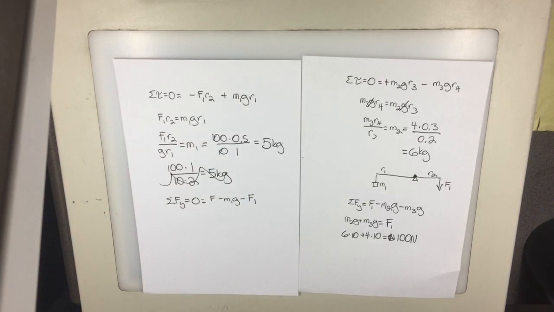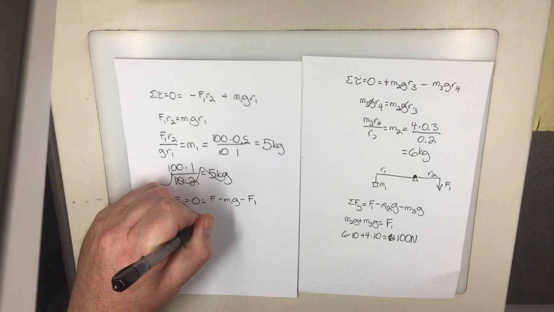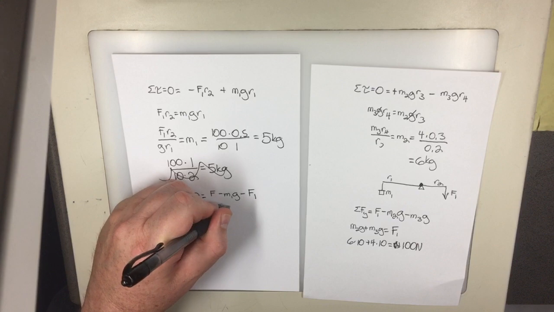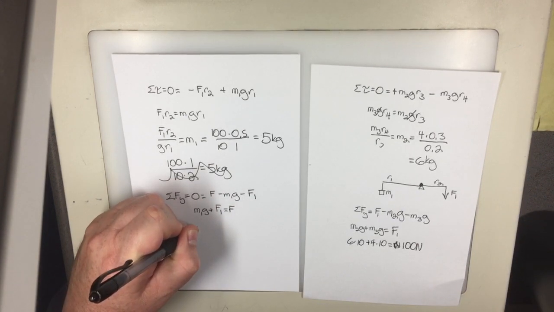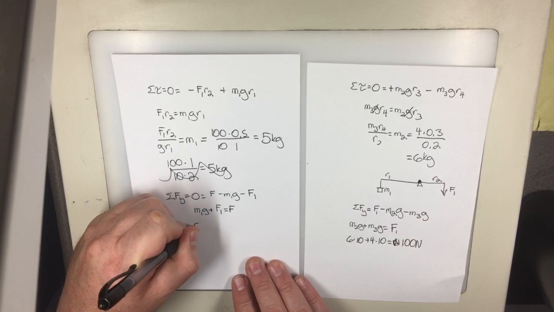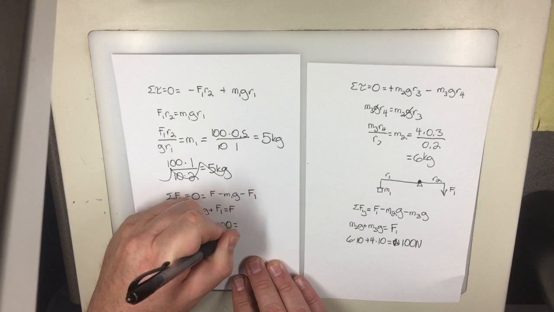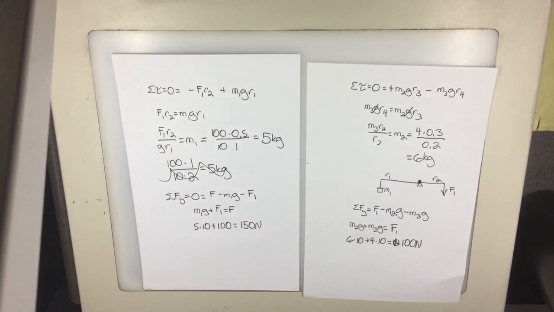So the vertical forces, there are 3 of them. 1, F, the normal force from the fulcrum on the bar. 2, M1G, the force pulling down on the left. And then F1, the force pulling down on the right. So this gives me M1G plus F1 is equal to F. M1 is 5. F1 is 100, so that means F is 150 newtons. And so that is it.